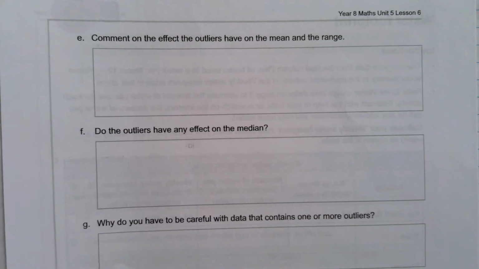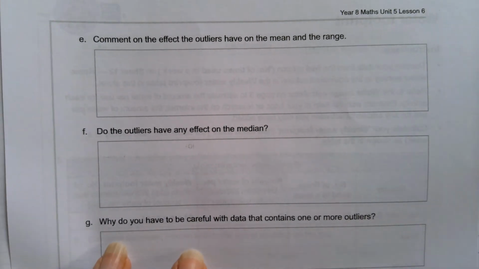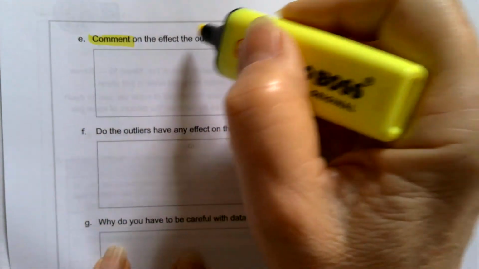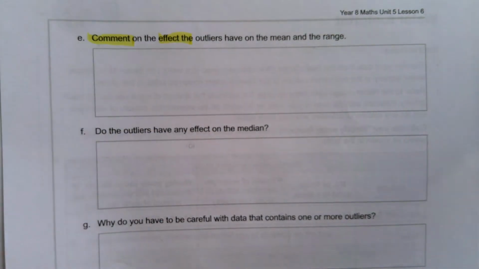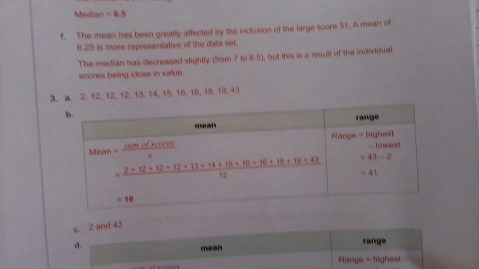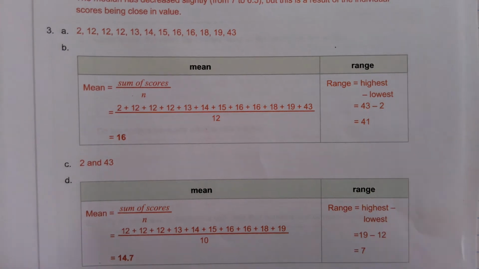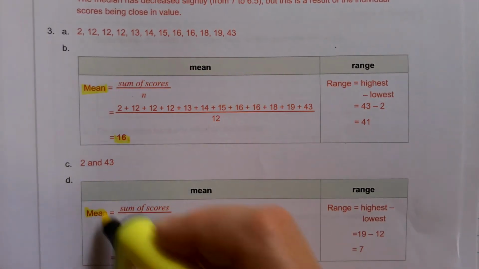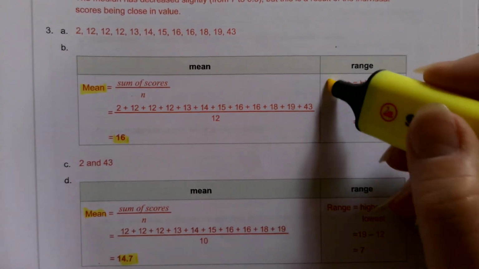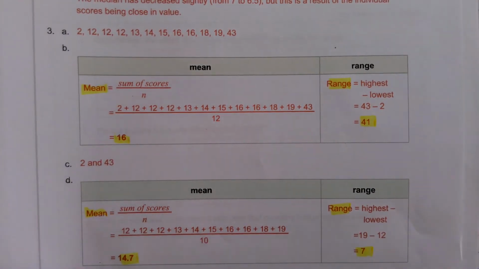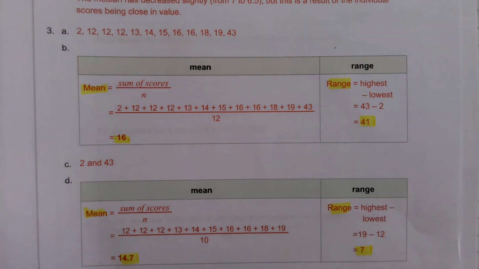Now you're asked to comment. Quite often in assessment it asks you to comment. So we're commenting on that effect. So you need to go back to these answers and have a look at the differences. So we're going to comment on the mean, and we're going to comment on the range. So we're going to use this information in our comment.